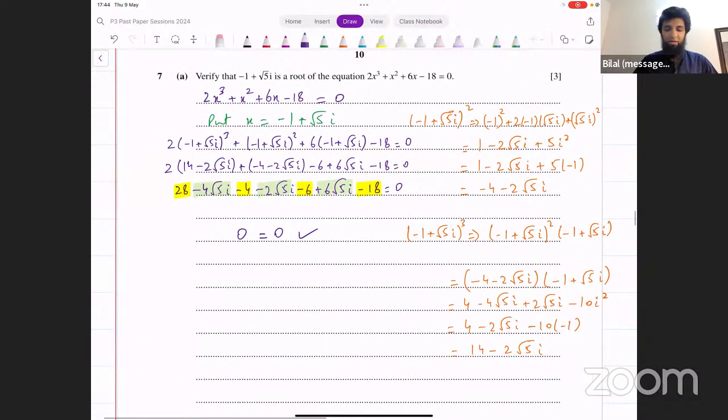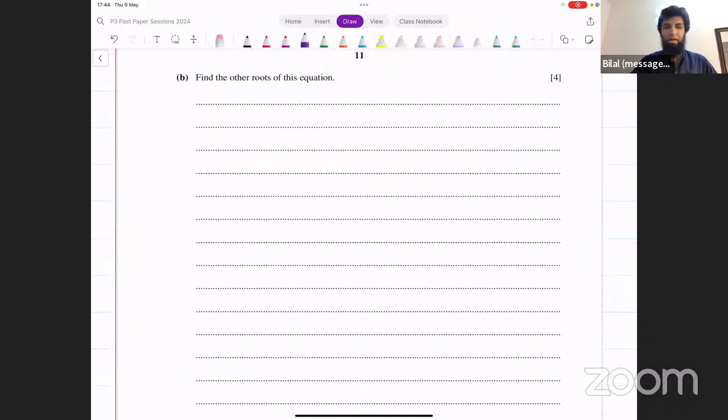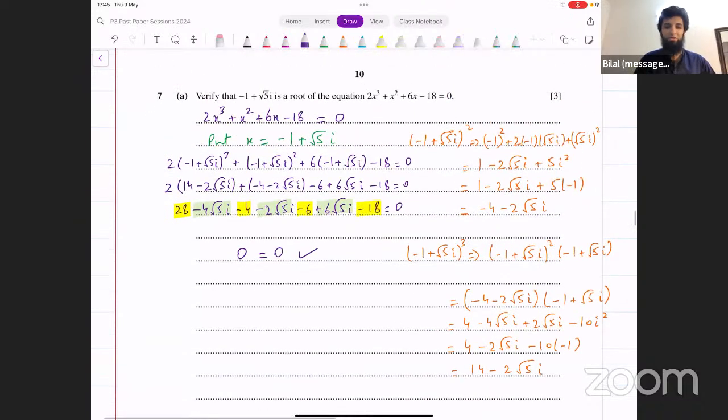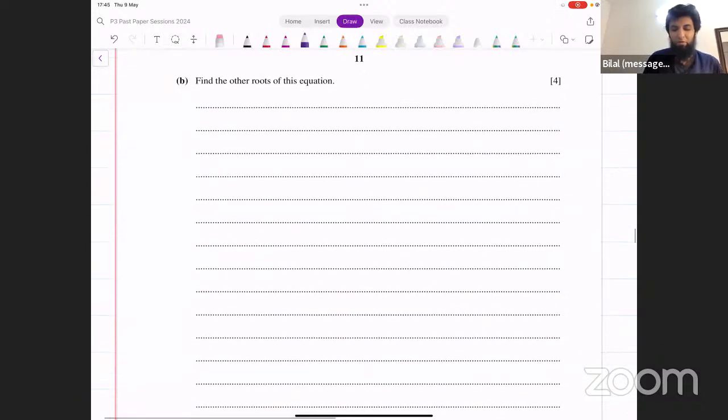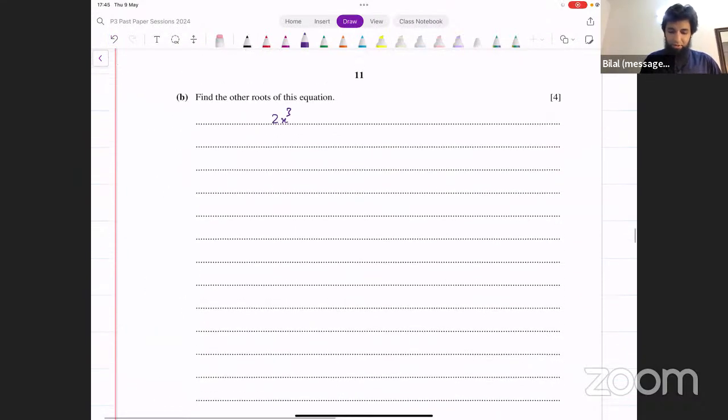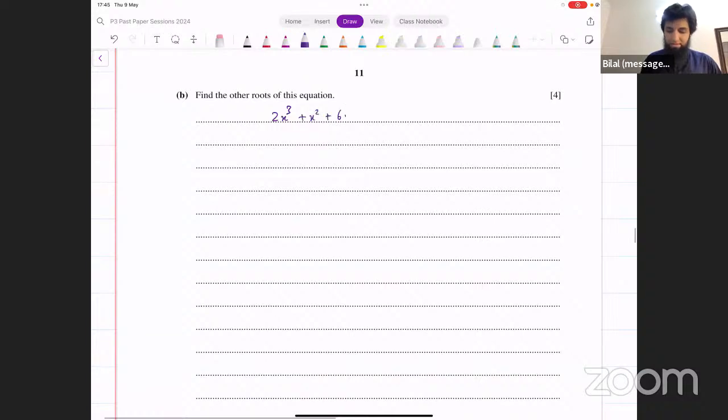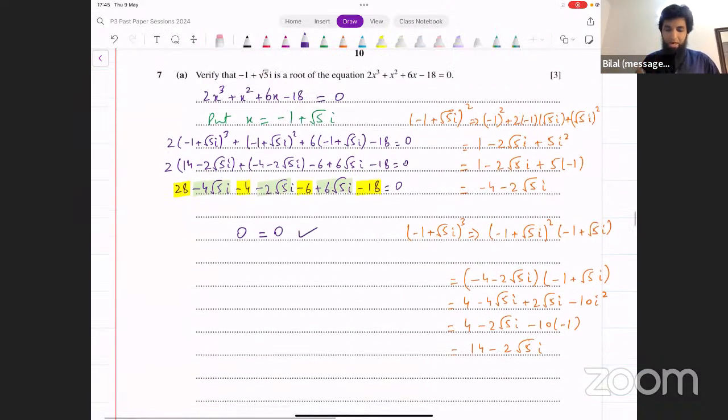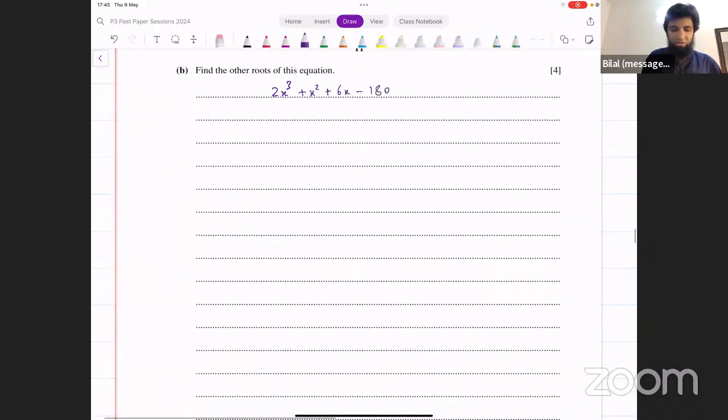Okay, now again, your calculator can help you out here verifying your answer. The polynomial equation function of your calculator, you have to use degree 3 here, and that will give you the other solutions. Okay, but we have to show working, so let's actually follow through that process and see how you would do that. The equation is 2x cubed plus x squared plus 6x minus 18 equals 0. That's the equation.